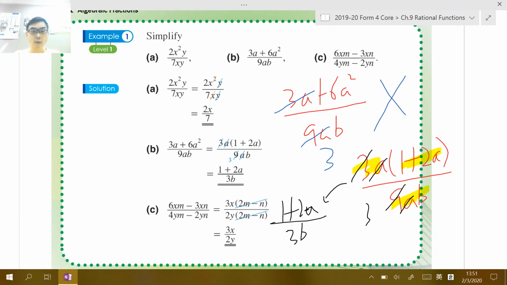So do remember, don't think that, oh, I can see 1 and 2 and 3b. So if there's something the same, should we cancel? The answer is no. Do remember all the things you have taken out and cancelled. So you don't need to do anything furthermore.